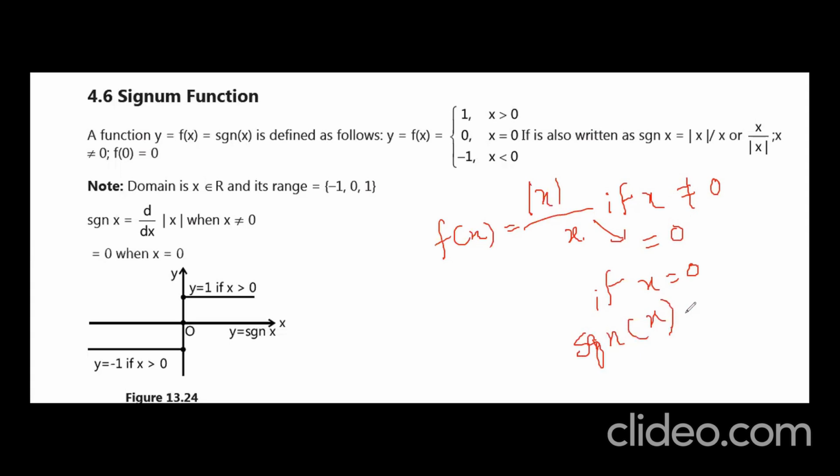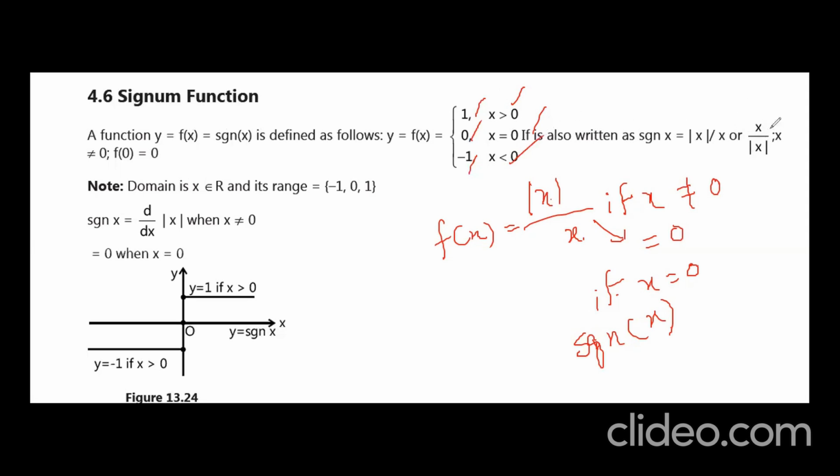The function defined by f of x is equal to mod x by x if x not equal to 0, and equal to 0 if x is equal to 0, is called the signum function. A function f of x equal to the signum function is defined as follows: f of x is equal to 1 if x greater than 0, 0 if x equal to 0, minus 1 if x less than 0.